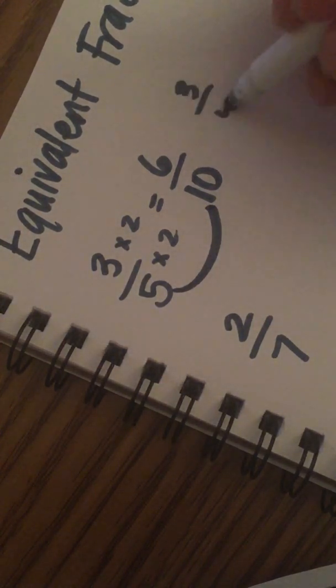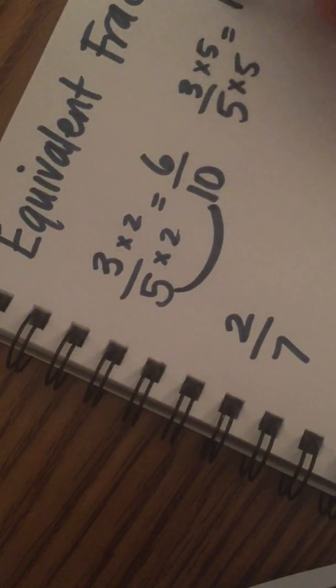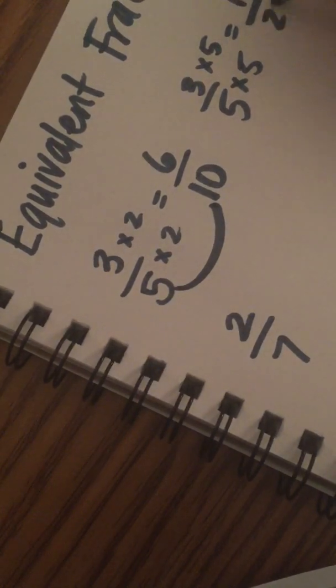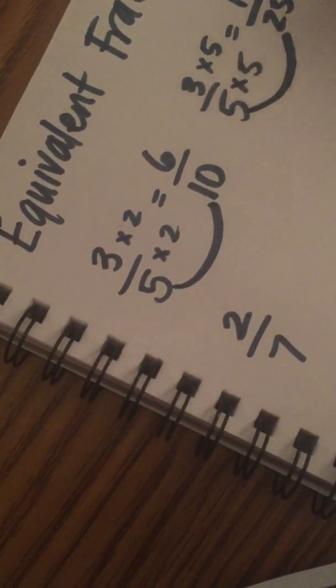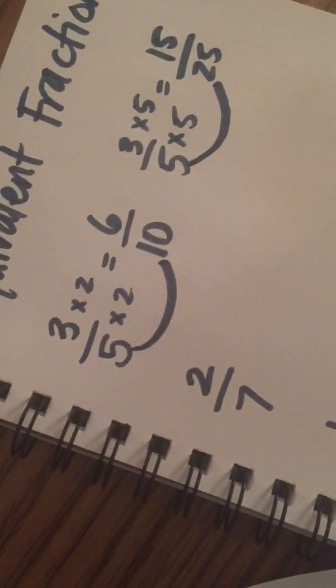I could even do 3/5. I could multiply the top and the bottom, I don't know, say by 5. 3 times 5 is 15. 5 times 5 is 25. 3/5 and 15/25 are equivalent. They're equal, same amount.